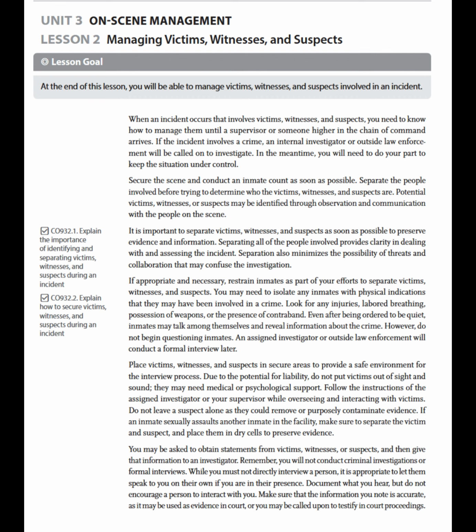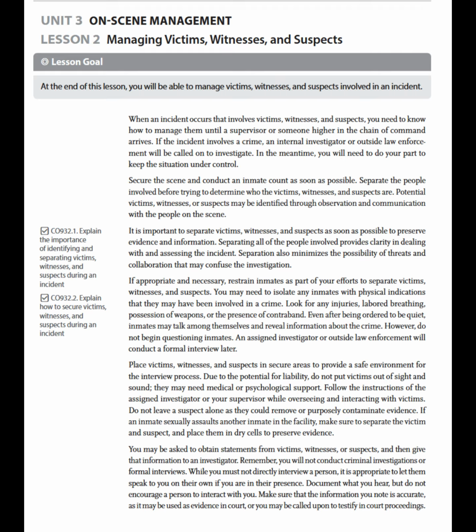It is important to separate victims, witnesses, and suspects as soon as possible to preserve evidence and information. Separating all of the people involved provides clarity in dealing with and assessing the incident. Separation also minimizes the possibility of threats and collaboration that may confuse the investigation. If appropriate and necessary, restrain inmates as part of your efforts to separate victims, witnesses, and suspects.